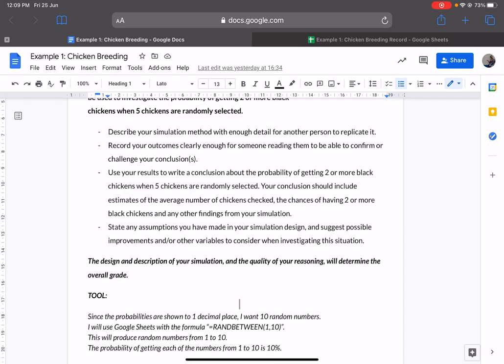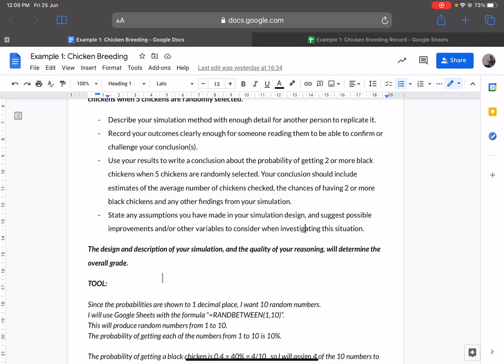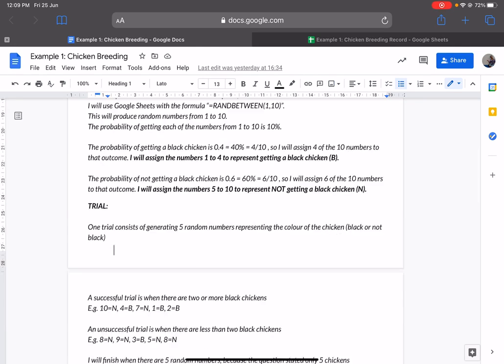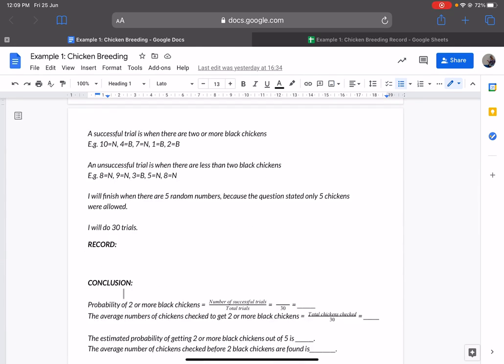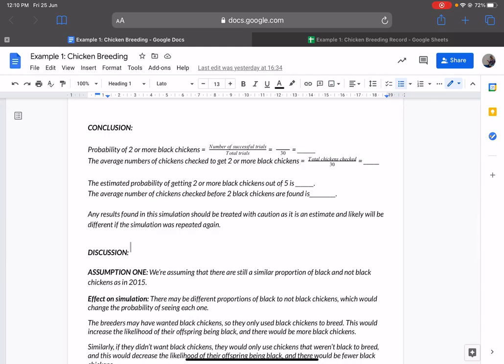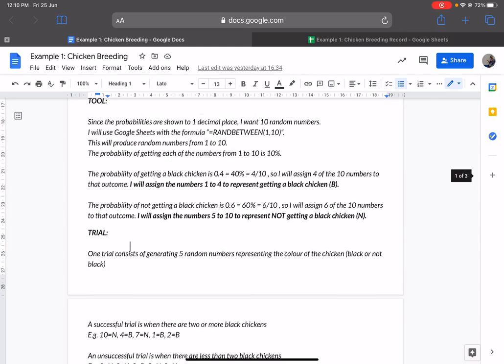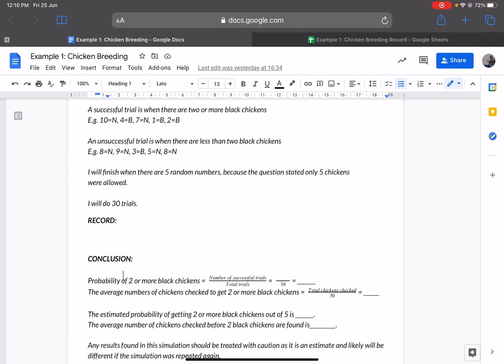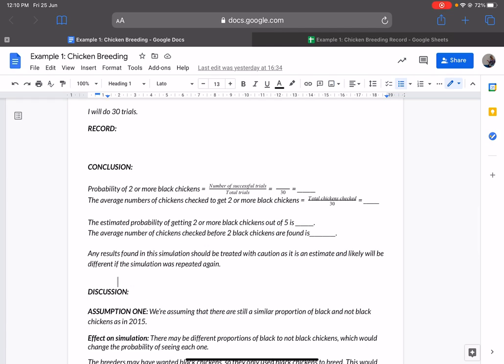Now, our investigation uses the same format the whole time, where you have to talk about the tool you're going to use to run the simulation, the trial, so what a trial looks like. You're going to have a recording, you're going to write a conclusion, and you're going to have a discussion. Now, you don't need to do all of this to pass, but you need to do the tool, trial, record, and conclusion part. The discussion is if you want to push your thinking to a higher level and really investigate what this whole thing is about, and see if there's any issues with it.